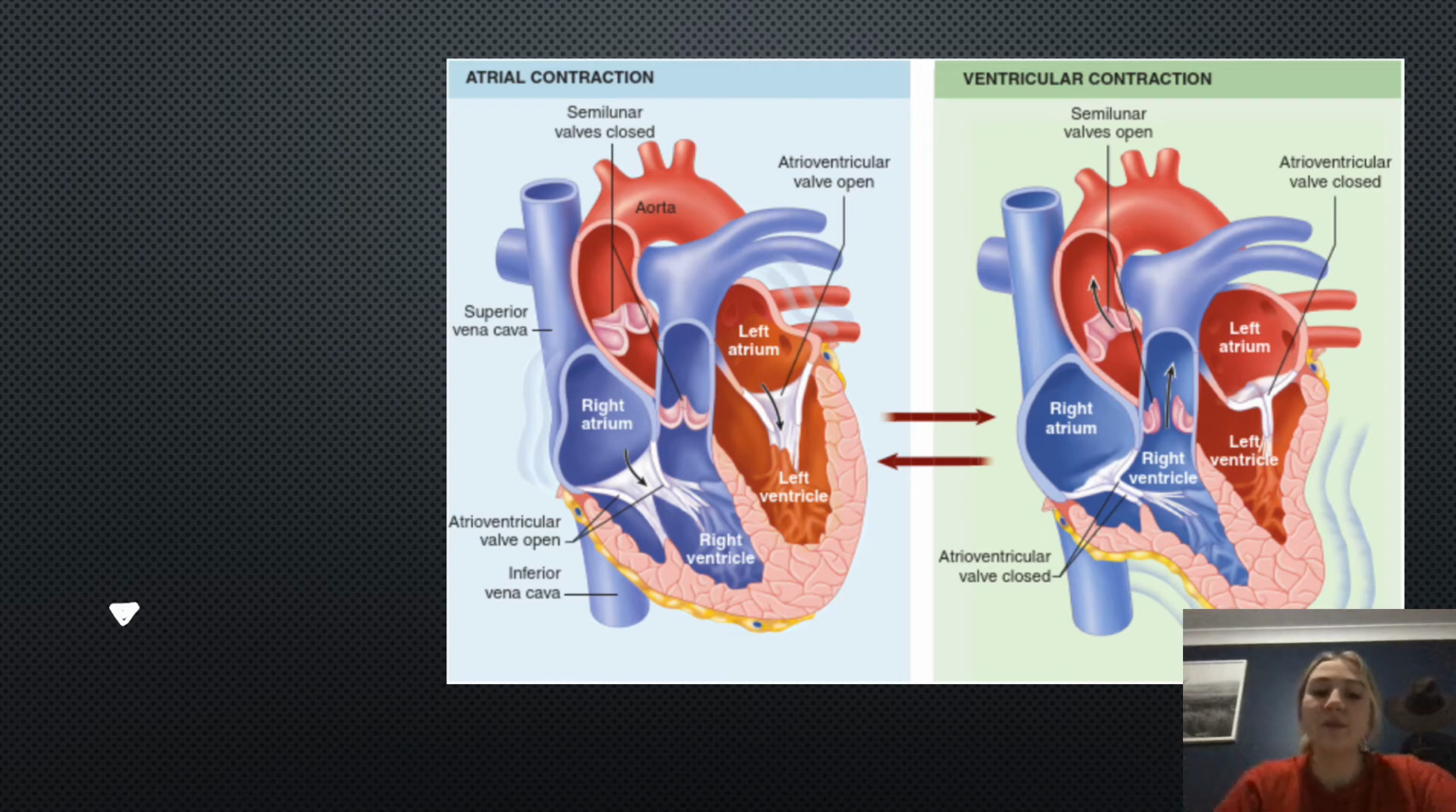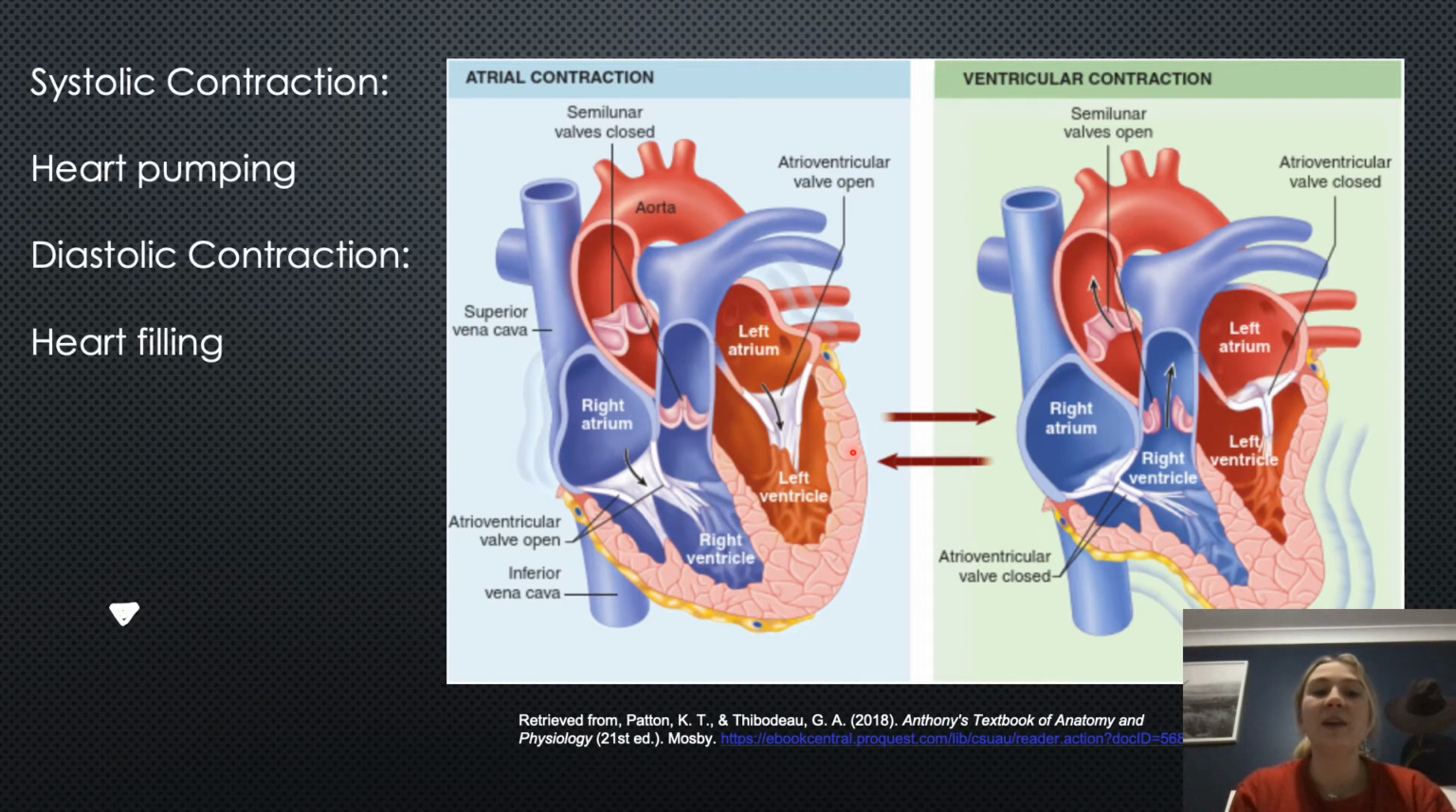So we have two different types of contractions. We have atrial contraction and ventricular contraction, and what this means is basically the atriums contract and then the ventricles contract. So in order for these contractions to occur, we need electrical signals, which we'll cover later on in the PowerPoint. These electrical signals let the heart know how long to contract for, how fast to contract, how slow to contract. It sets a rhythm for the heart.